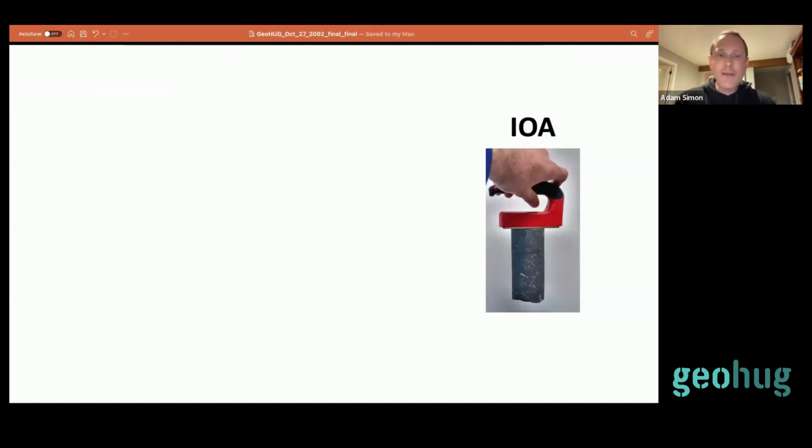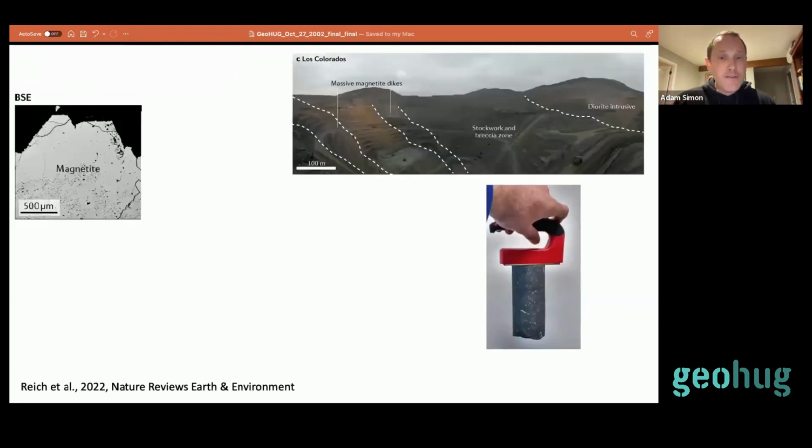So let's look at IOAs. We've spent a lot of time looking at IOAs under the microscope, the SEM, the electron microprobe, and the TEM. And this is an example of what we observe in magnetite in every single IOA system that we've looked at. If you look at the left side of the screen, this is a backscattered electron image of magnetite, and you can see that it's relatively boring, although if you look carefully, you can see that the outer margin of magnetite is less inclusion rich than the core of magnetite.